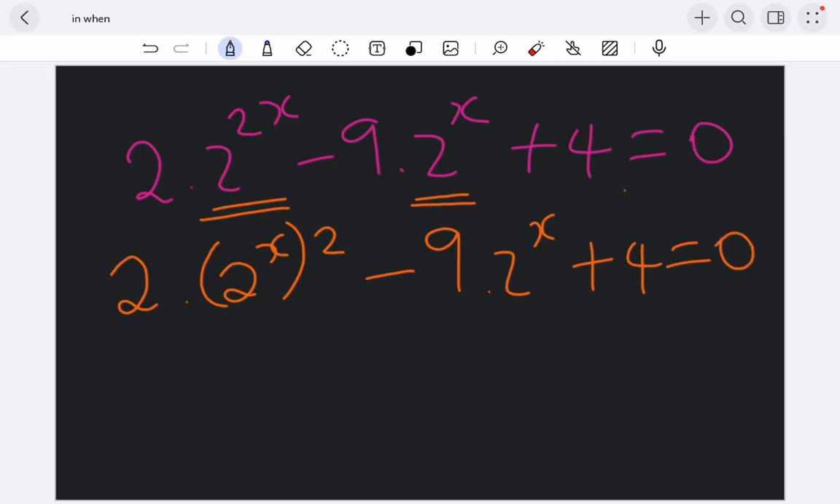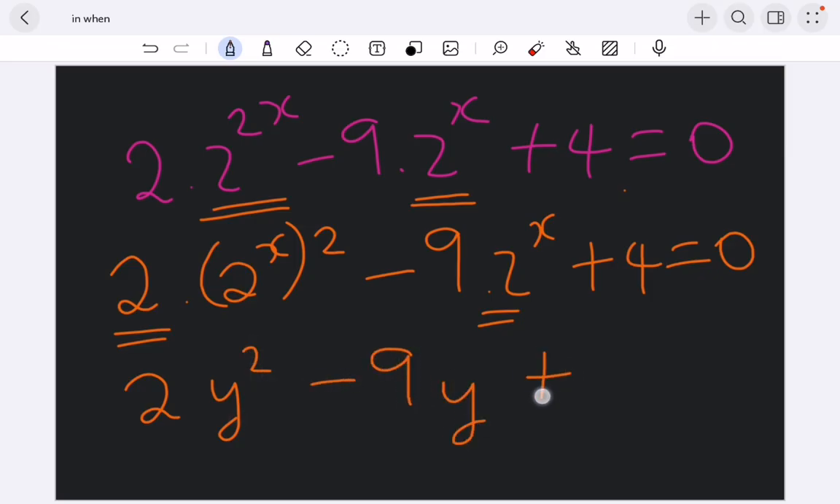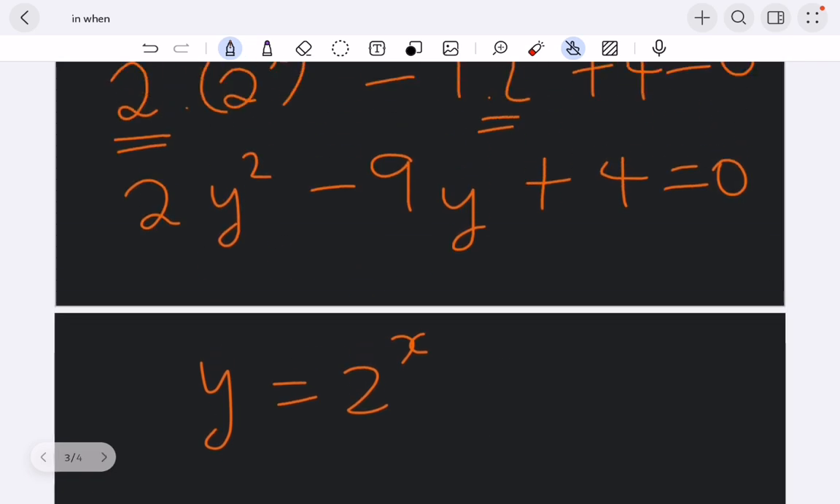Okay, and now you can see that this first 2 here has a coefficient of 2 to the power x. Even this b value here has a coefficient of 2 to the power x. So it's equivalent to 2y squared minus 9y plus 4 is equal to 0, if we let y be equal to 2 to the power x. That's the simplest way of simplifying it for yourself so that you don't get confused in the exam.